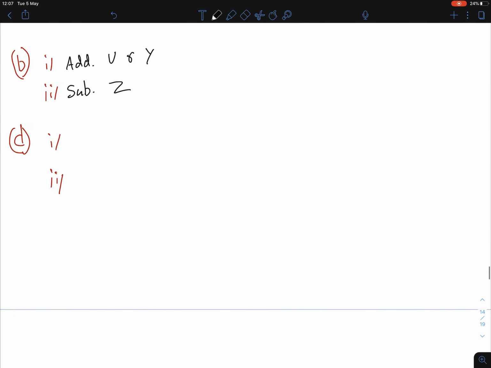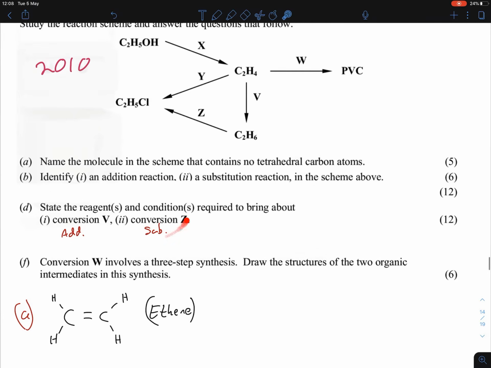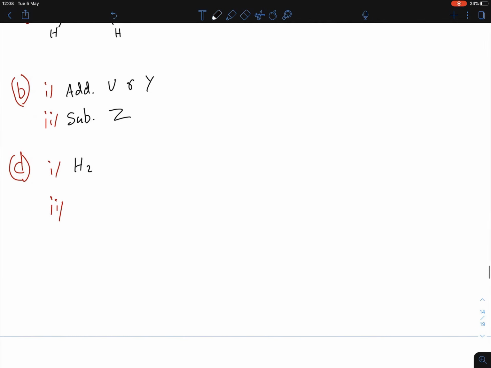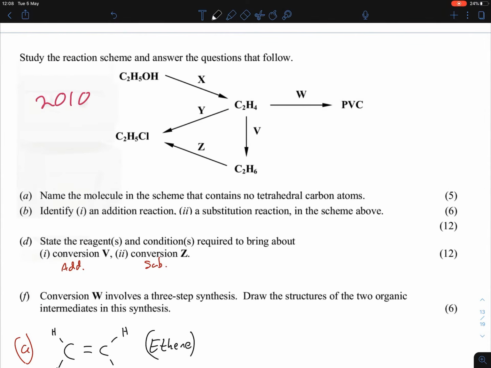So H2. Okay, that's it. Now, it's asking for 2 things, don't forget, the reagents and conditions. So if we look at Z, for any substitution reaction, it's always the same, guys. It's going to be chlorine, Cl2, plus ultraviolet light. That's your mechanism there. So we write down Cl2 and ultraviolet light, and that's always the way for substitution mechanisms.